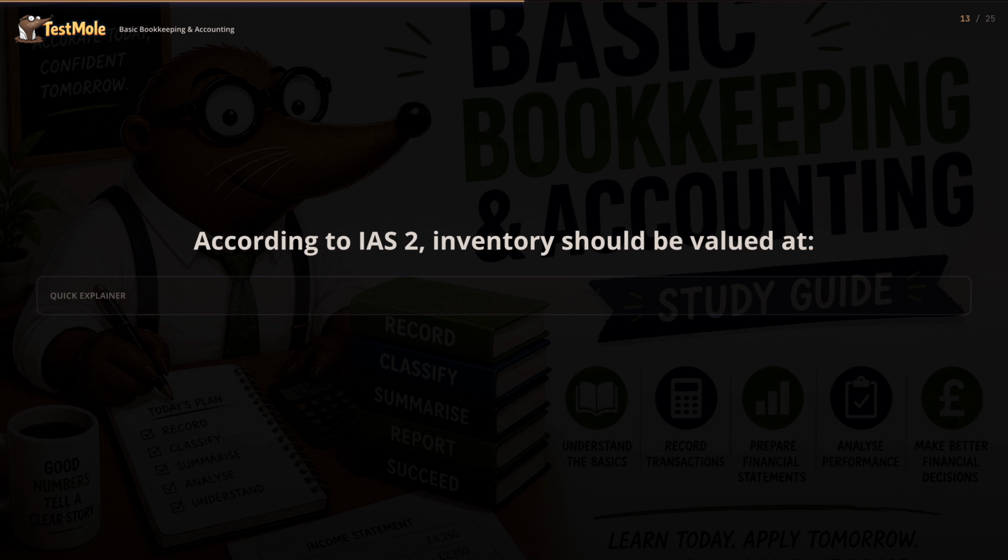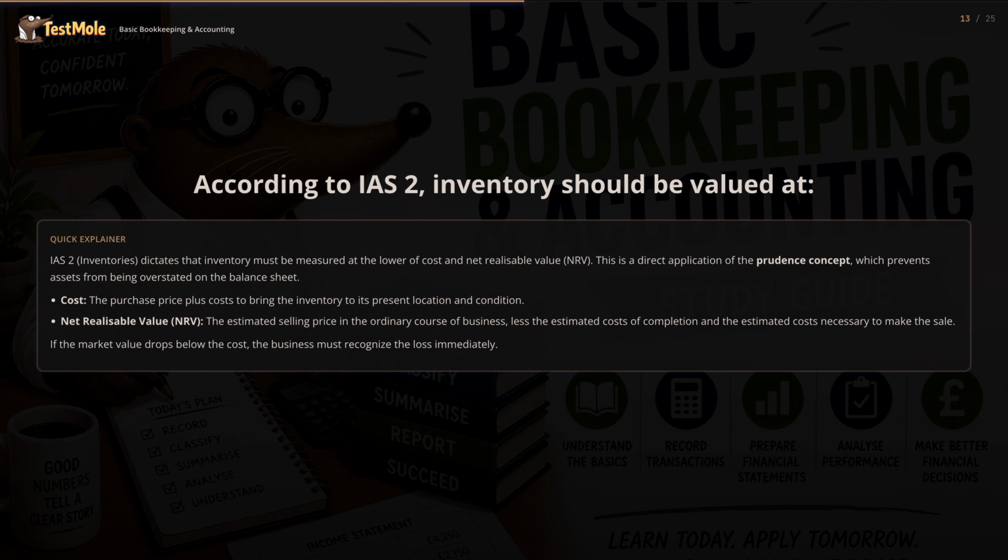According to IAS 2, inventory should be valued at? IAS 2 Inventories dictates that inventory must be measured at the lower of cost and net realizable value, NRV. This is a direct application of the prudence concept, which prevents assets from being overstated on the balance sheet.